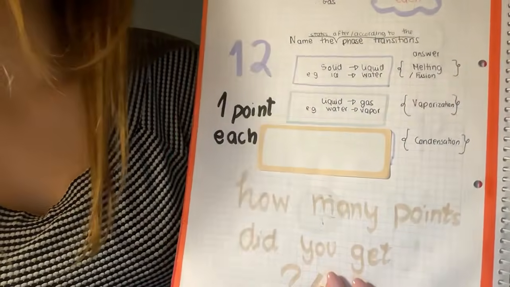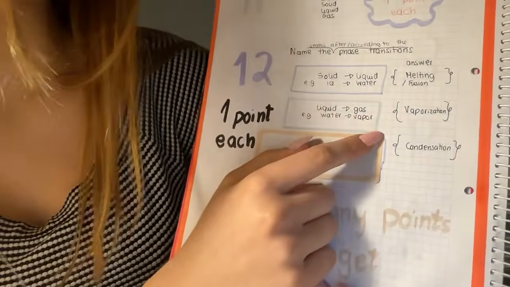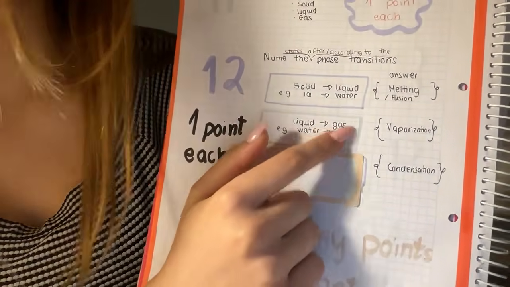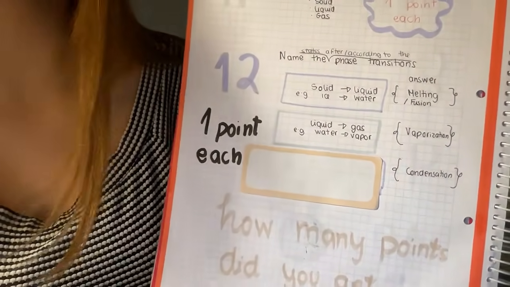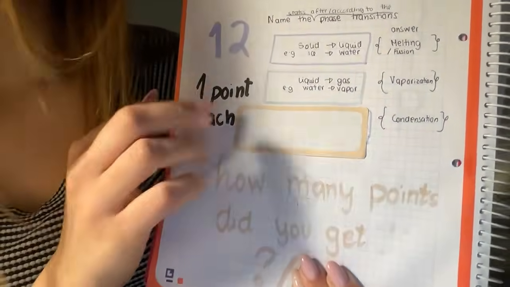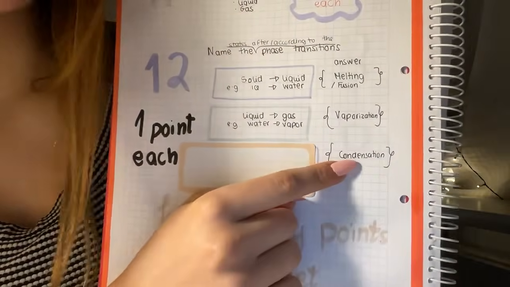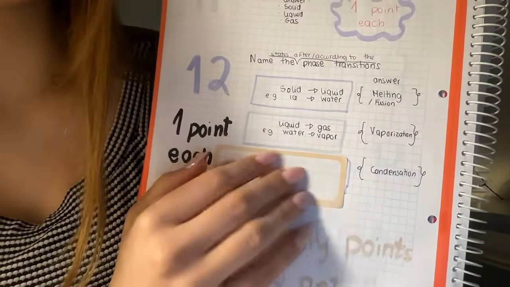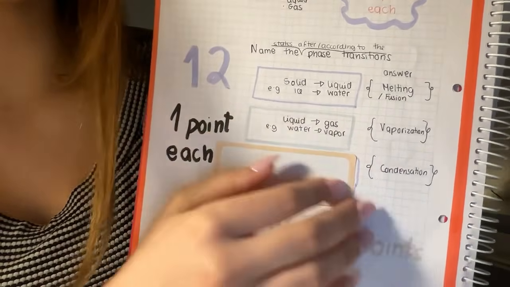So vaporization happens when we have a liquid transforming to gas. For example, when we have water and we boil it and it goes to vapor of water. It transforms into vapor of water. Okay, good job. Did you get this one right? And the last question is condensation. So, from which state to which state happens condensation?